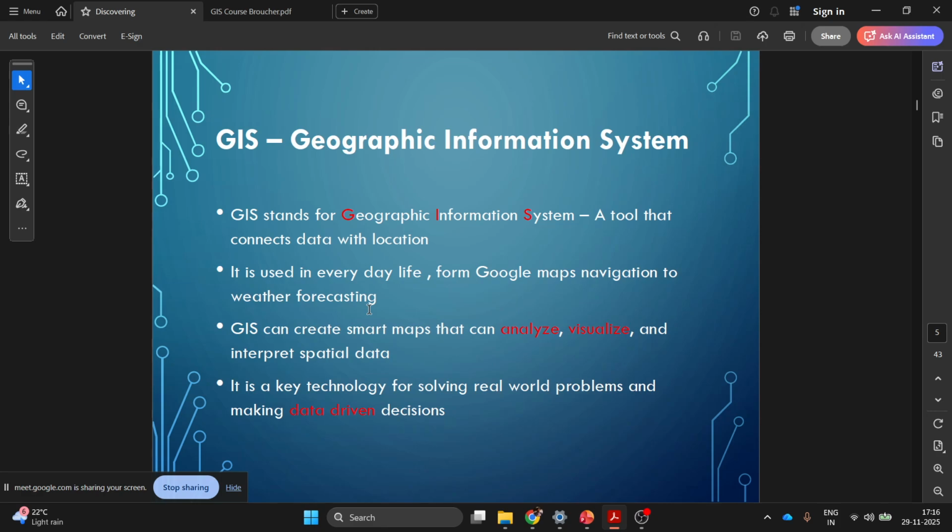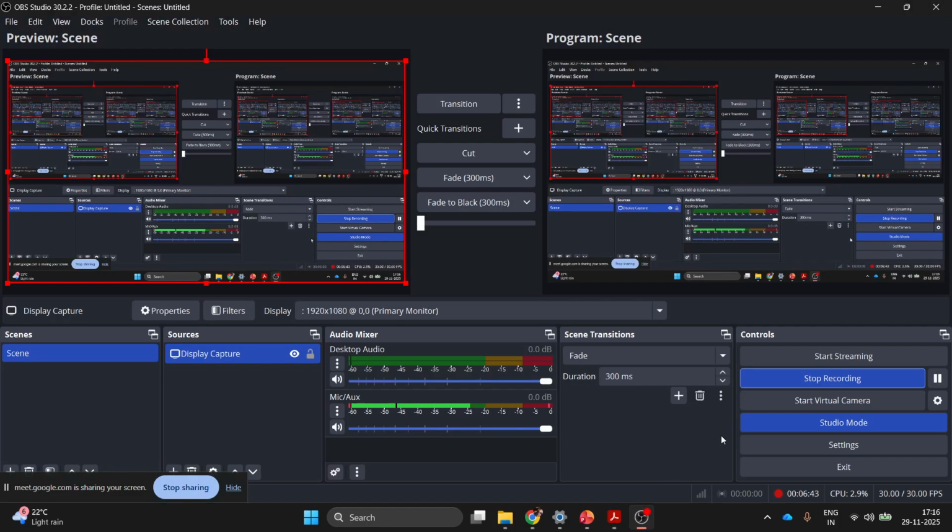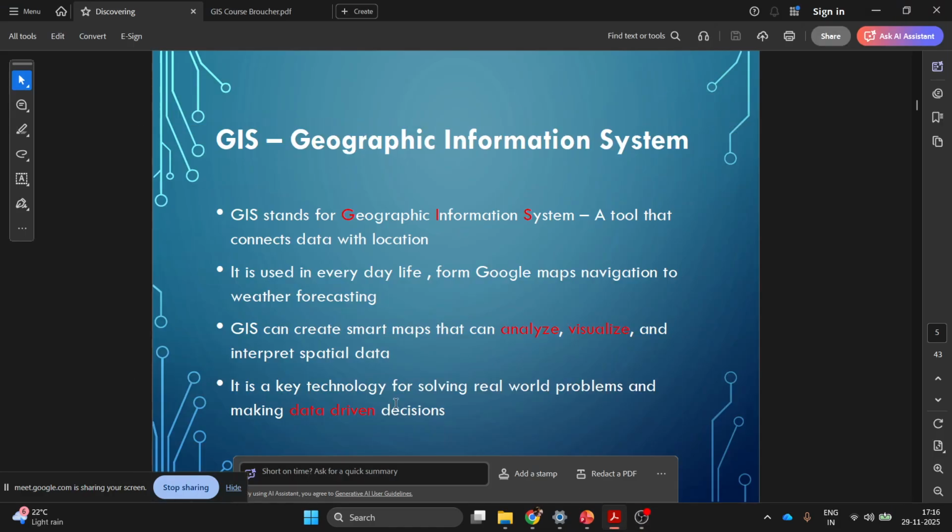And also it is a key technology for solving real world problems and making data driven decisions. So using GIS, one can solve real world problems in a data driven way, right? In GIS, we have information. Information contains a lot of data sets, and using these data sets, I can solve a lot of problems. And I will be going through a case study of how people have solved different problems using GIS.